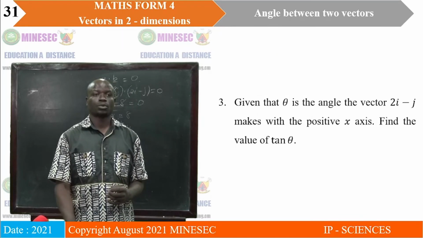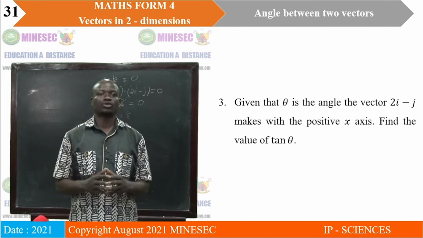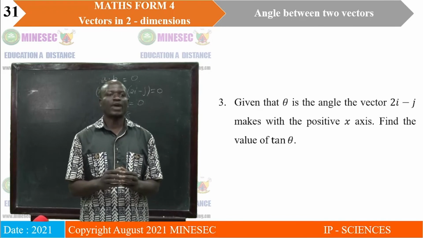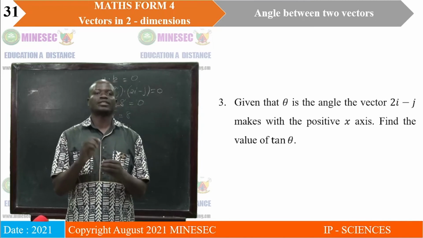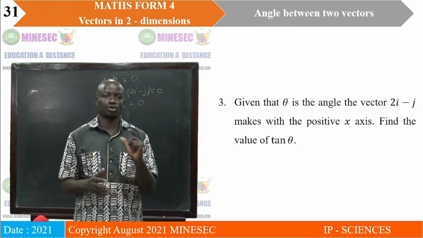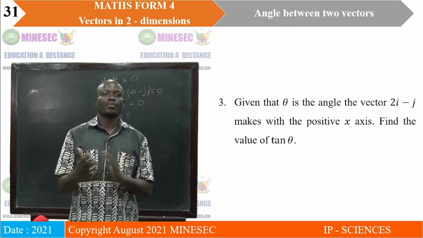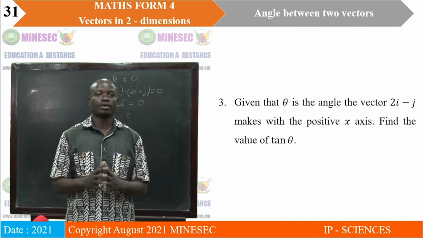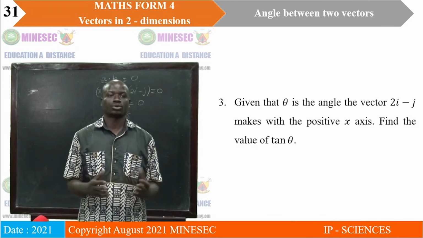Then the next question is that given that theta is the angle the vector 2i minus j makes with the positive x axis, find the value of tan theta. Now, I will give a tip or a hint that you should draw that vector, make a geometrical representation of that vector that is given, and then figure out where the angle that vector makes with the x-axis is found, and then you will be able to calculate tan theta from there very easily. But when we meet, I will show you another way of looking at it that you can also solve.